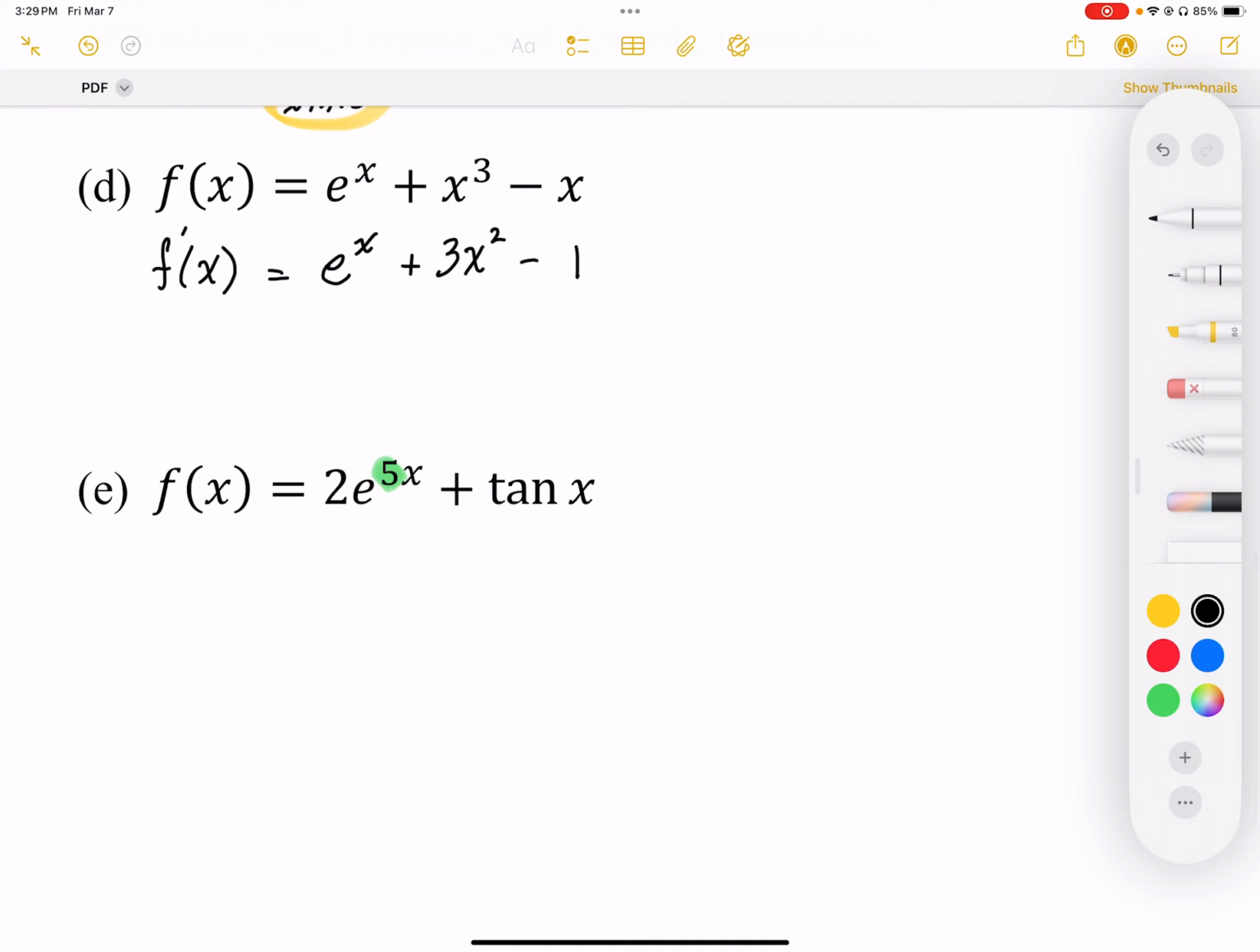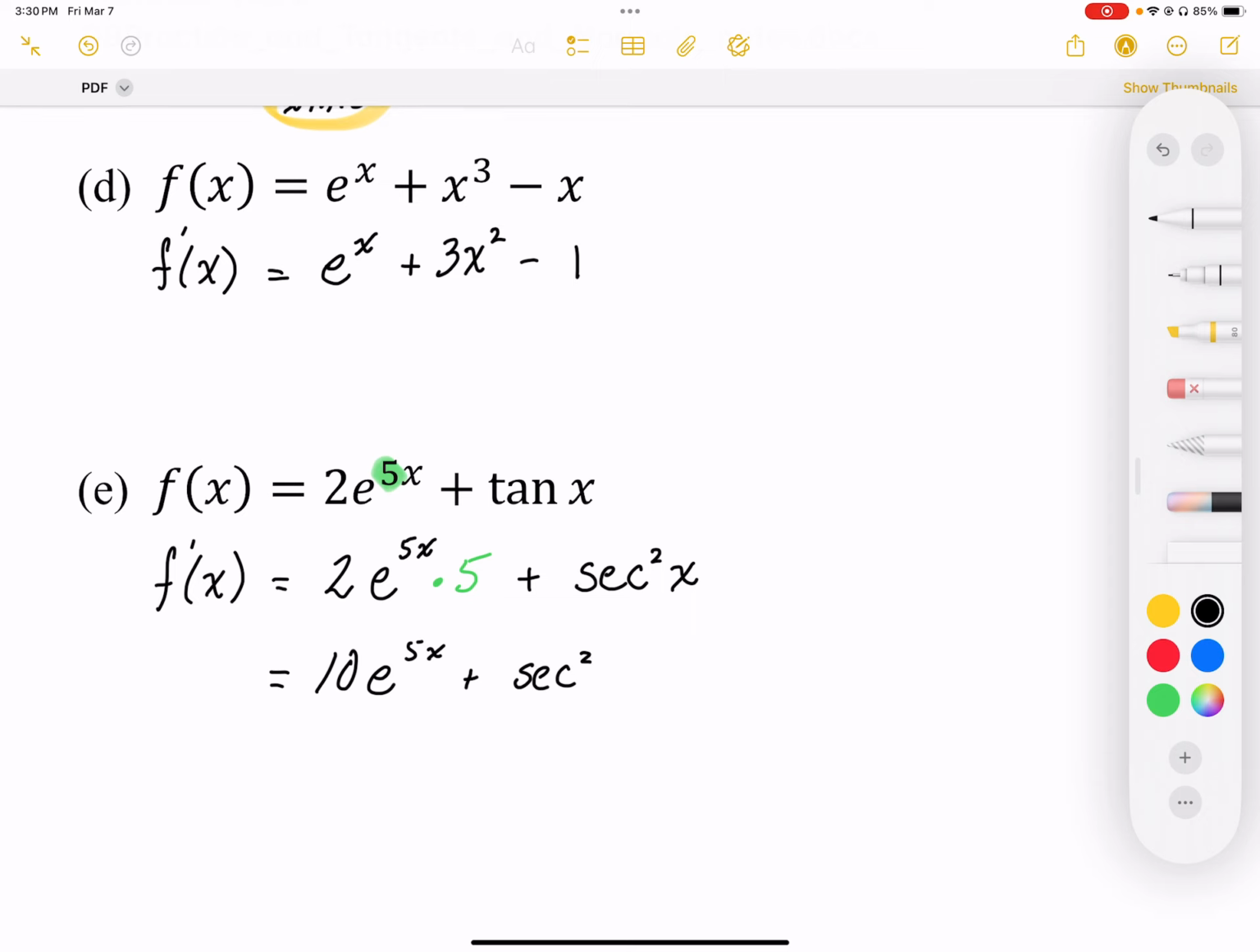For E, we have to be able to differentiate the e to the 5x function and the tan x function. Just make sure that we keep track of that extra horizontal compression of times 5. The 2 doesn't affect our derivative, so our derivative just becomes itself, e to the 5x. But because of that extra times 5, make sure we account for that with an extra times 5. Plus, the derivative of tan is secant squared. This is just a known derivative. And that's our derivative. We want to, again, group our coefficients. This becomes 5 times 2 is 10, e to the 5x, plus secant squared x.